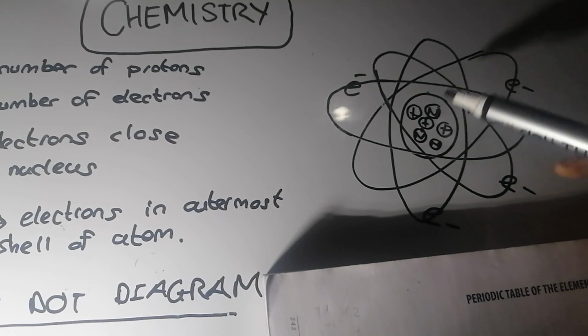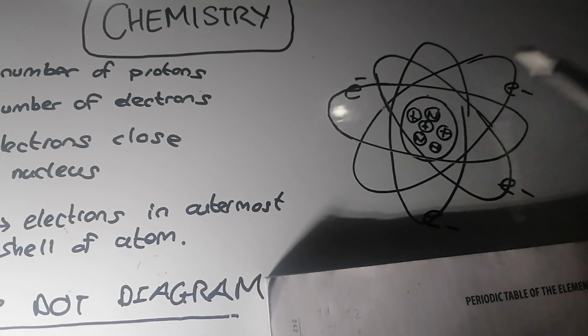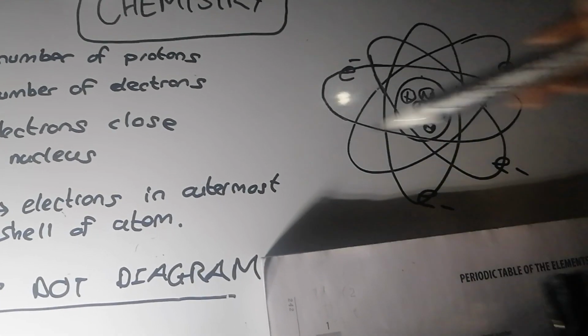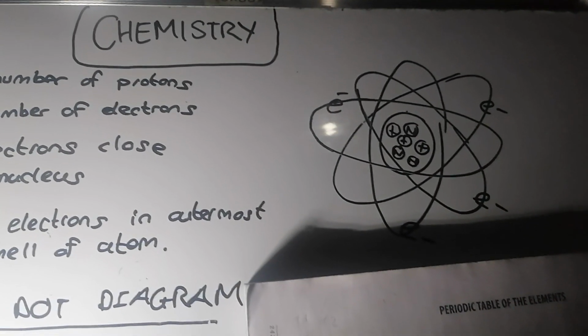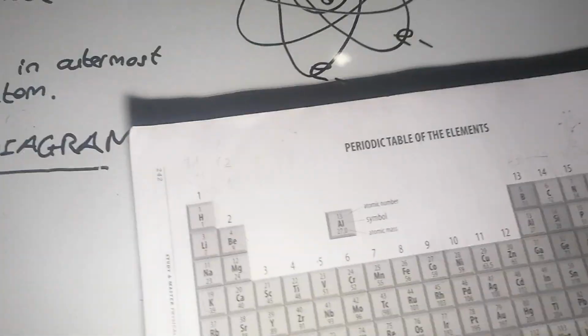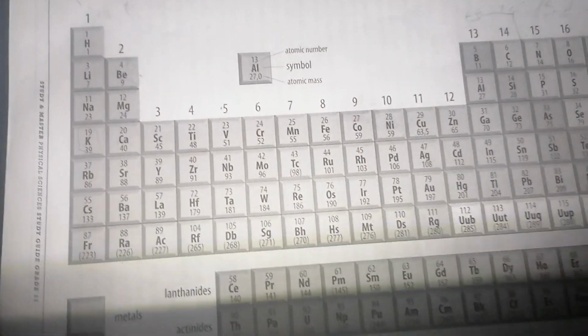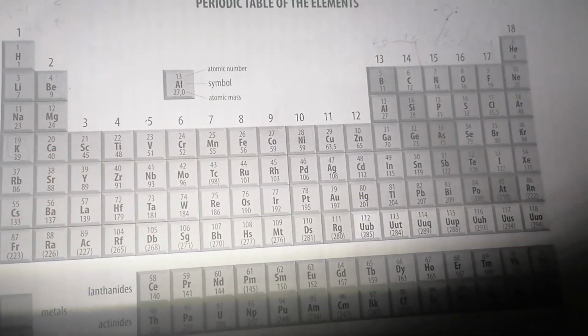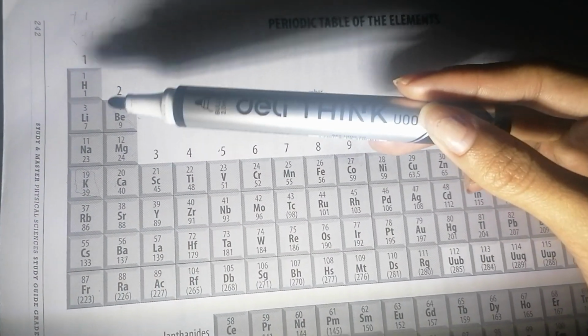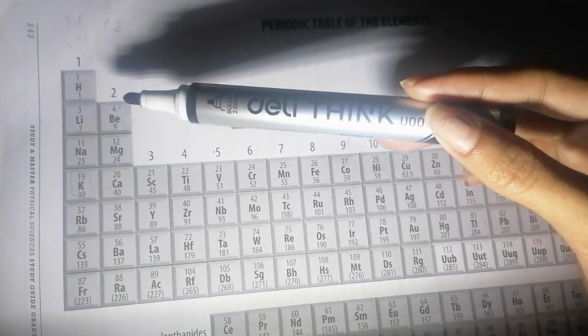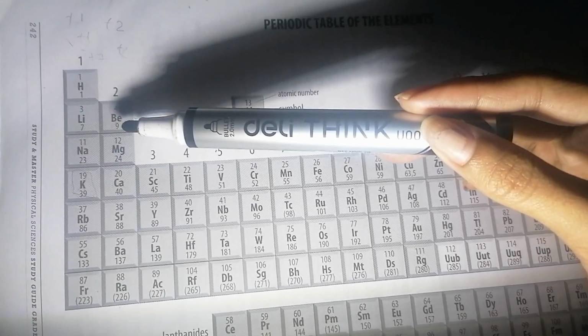Protons are positive, neutrons have no charge, and then around it are going to be my electrons orbiting it, so they're going to be moving. Now, when I look at my periodic table, you'll see I have two numbers. Let's look at beryllium here, for example. I have a number on the top and I have a number on the bottom.